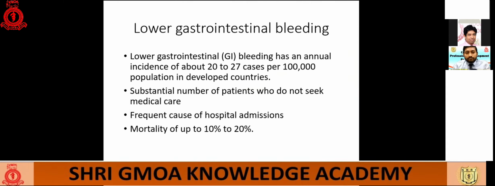So if you take lower GI bleeding, the annual incidence is about 20 to 27 cases per 100,000 population. Most of the patients don't seek medical attention, like those with fissures or hemorrhoids which are not troublesome, they won't come for medical checkups. It is one of the causes for hospital admissions, and it carries a significant mortality of about 10 to 20%.